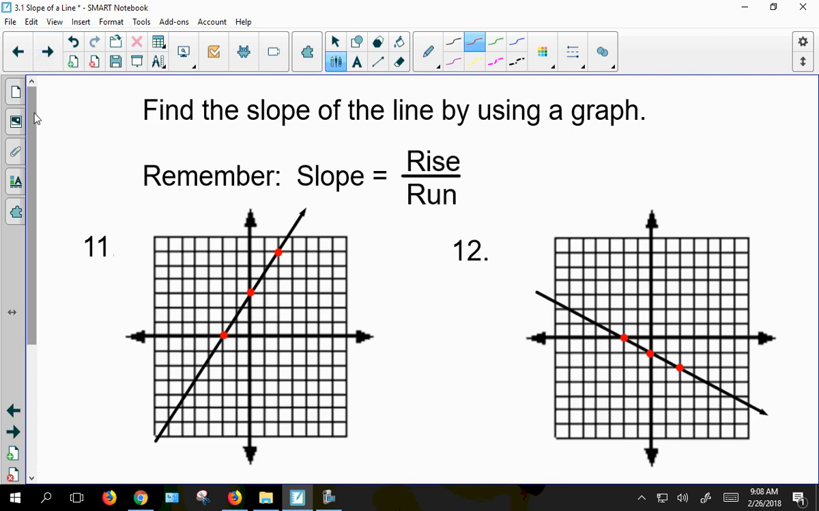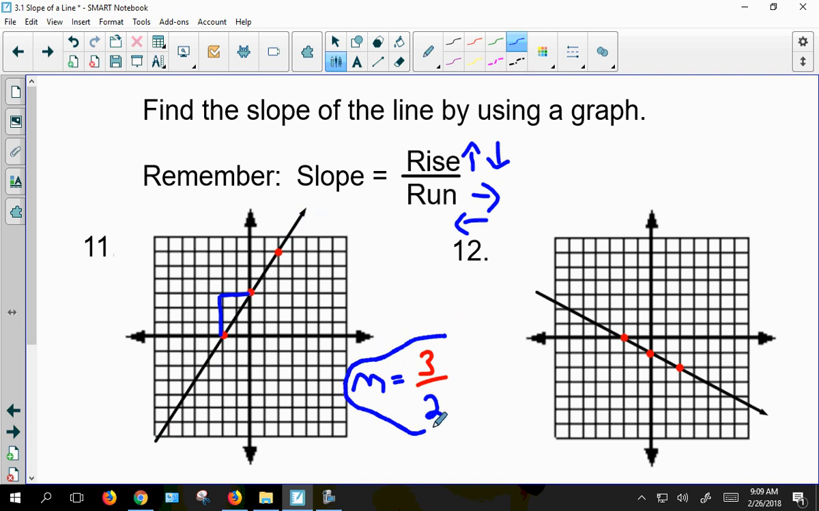Okay, now we're going to find this without having to do any kind of math at all. We're just going to count. Remember, rise is up or down. Run is right or left. So I'm going to put m equals, and I'm going to count from one dot to the next. I go up 1, 2, 3. So my top number is 3. My bottom number is 1, 2. So it's 3 over 2. Now, this is the last step, and it's important. From left to right, is this a positive slope or a negative slope? It is a positive slope, so I leave it 3 over 2.